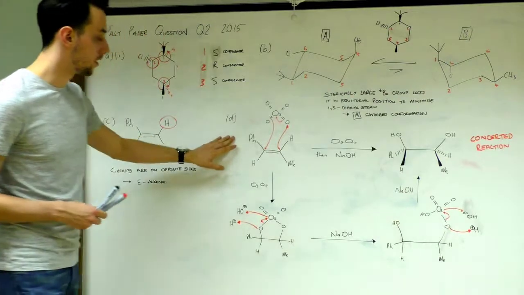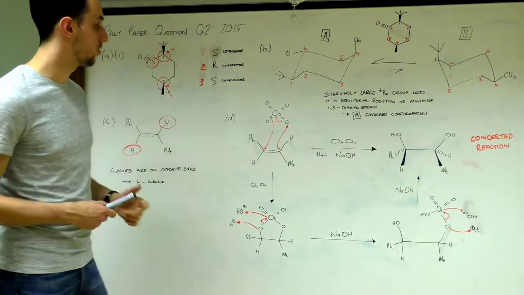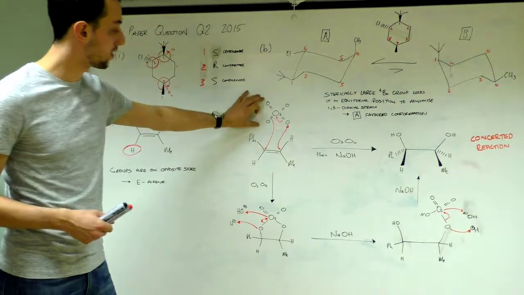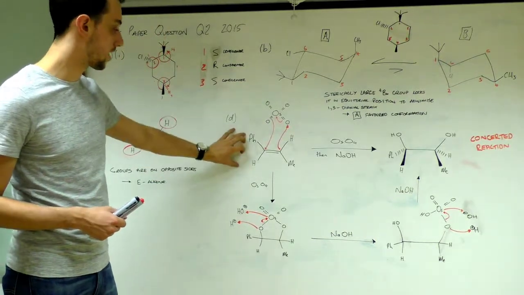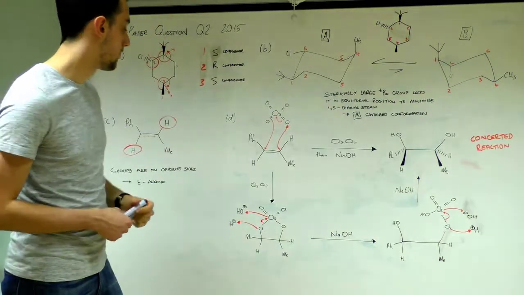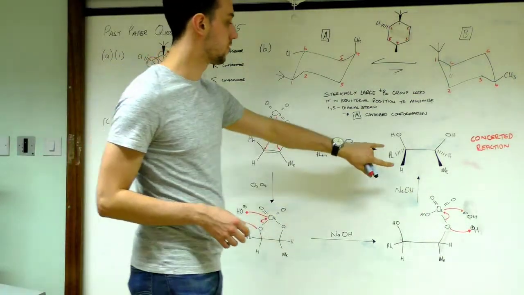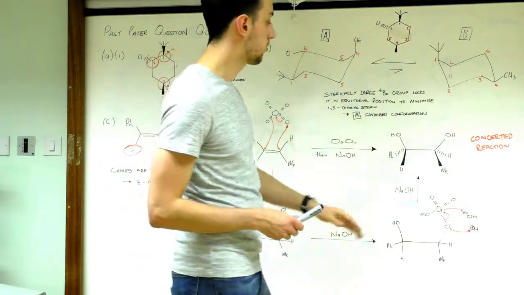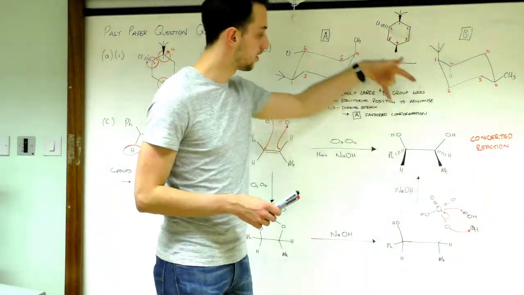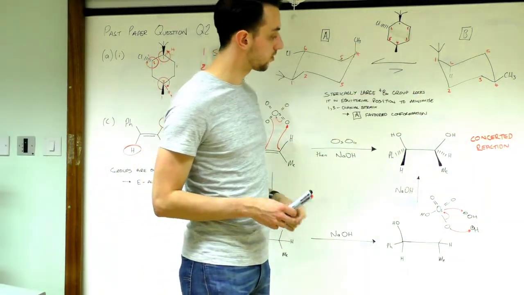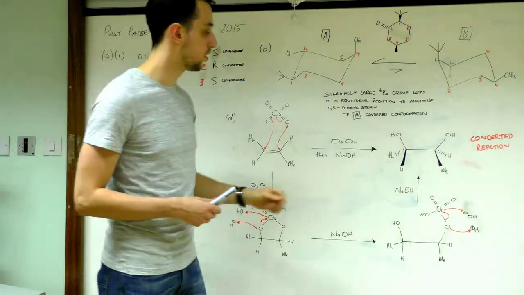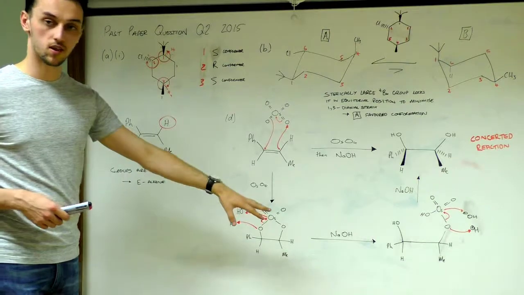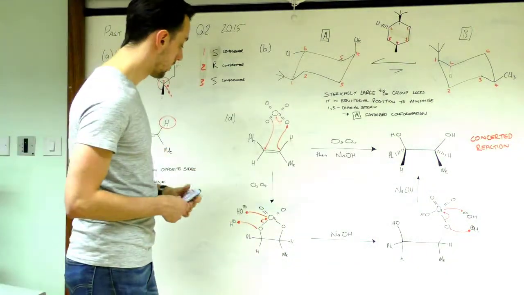Final part, part D, is asking you to draw the mechanism when you use osmium tetroxide and react it with the alkene you've been given. This will give you a dihydroxylation product, which is a concerted reaction. You're going to have the osmium tetroxide attacked from the top, like so. So following this round, this might be a bit more detail than you need.